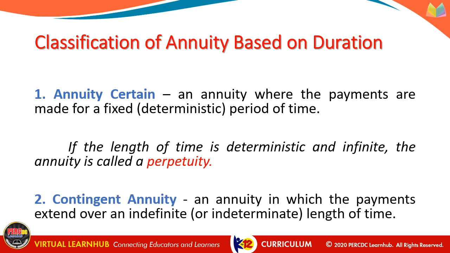Next, we have contingent annuity. Contingent annuity is an annuity in which the payments extend over an indefinite or indeterminate length of time. Okay? Indeterminate length of time. Say, for example, monthly pension for a person until he dies. We cannot determine when a certain person will die, right? So that's an indefinite length of time. That is an example of contingent annuity. Okay?